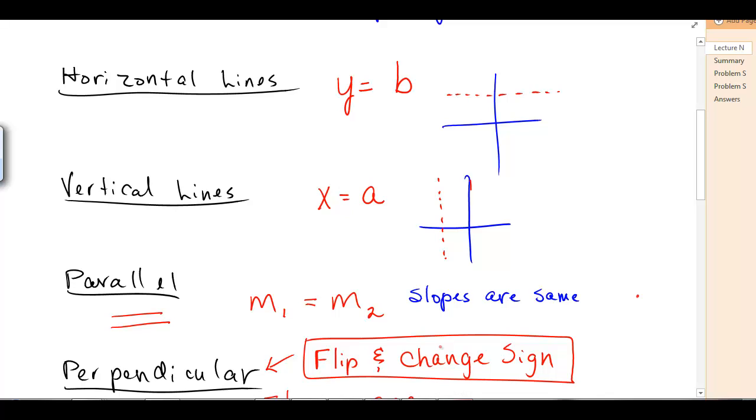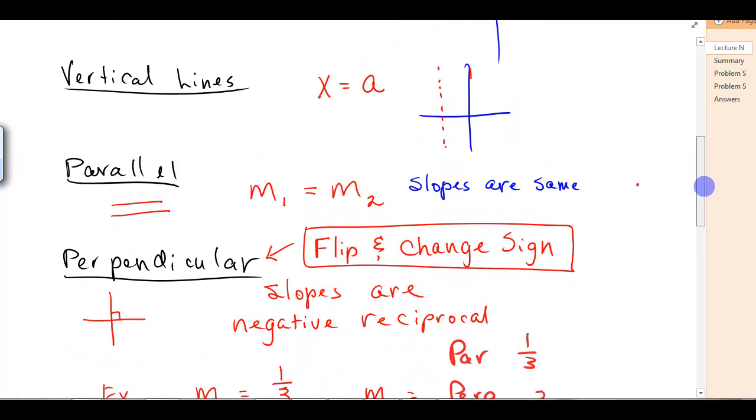The next one is horizontal lines. That equation is y equals b, so it would be y equals a number. And remember that that is a horizontal line going through whatever this b value is on the y-axis. A vertical line is x equals a, a vertical line going through a value at a on the x-axis.